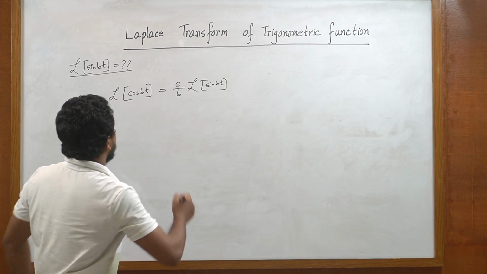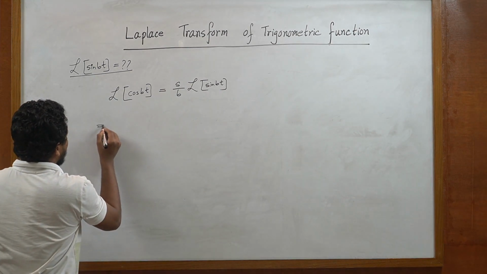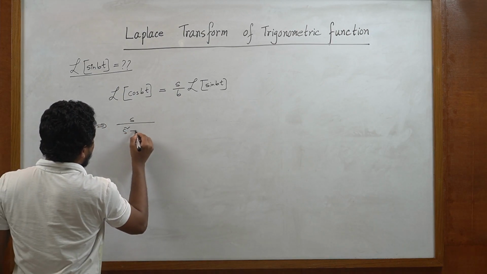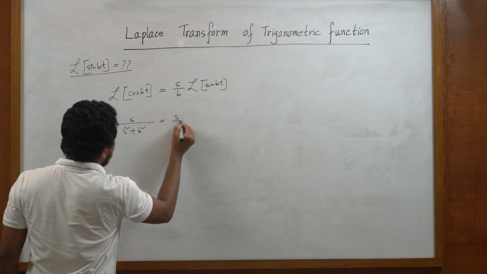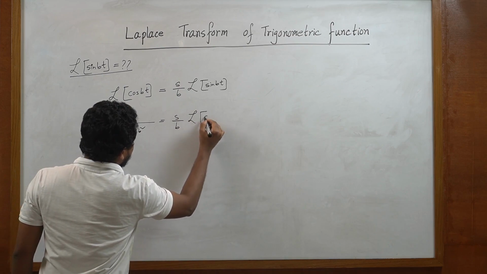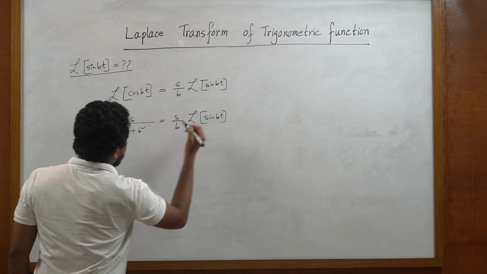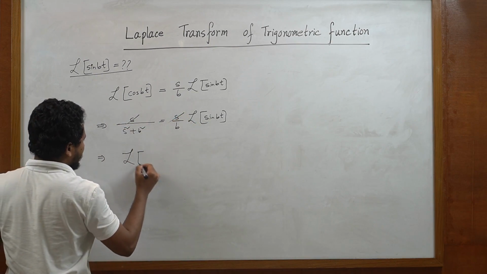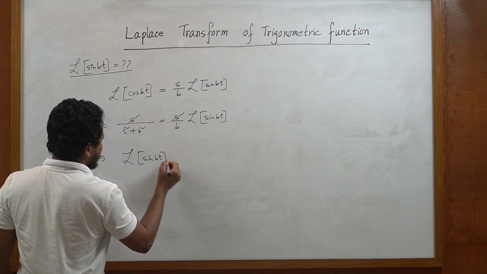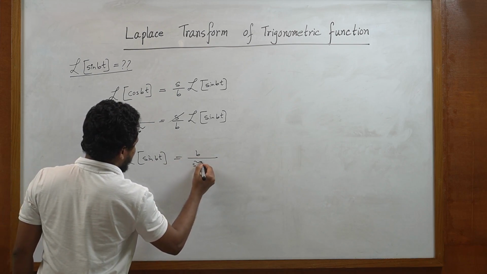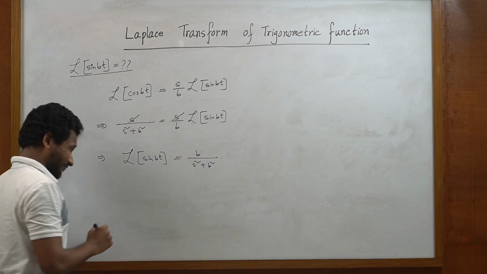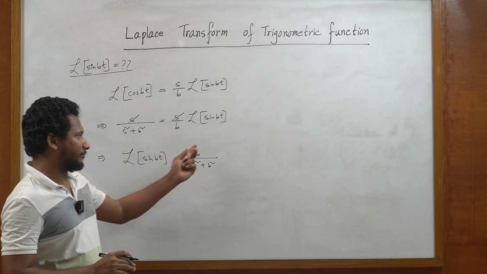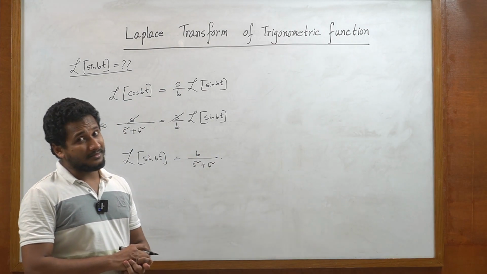Now Laplace transform of cos bt is s by s square plus b square. So here s is removed. Laplace transform of sine bt is b by s square plus b square. So the Laplace transform of sine bt should be b by s square plus b square.